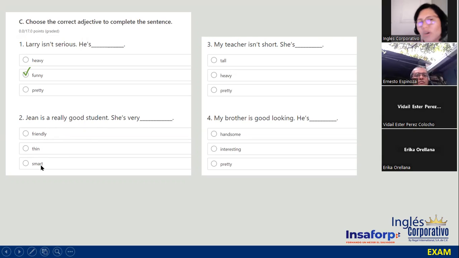Friendly, thin, or smart? Smart. Muy bien, porque smart is intelligent. My teacher isn't short. She's tall. Muy bien. My brother is good looking. So he's handsome. Muy bien. Okay, very good. Excellent. ¿Preguntas? Questions?